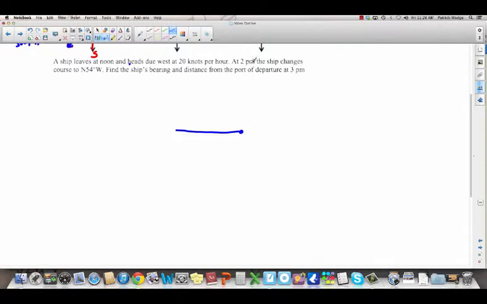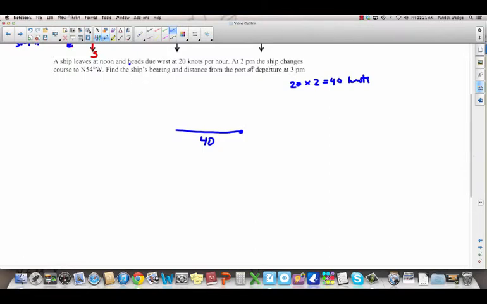At 2 p.m. it changes course. Okay, so it left at noon, it's going 20 knots per hour, and at 2 p.m. So how long did it travel? If it left at noon and now it's at 2, that's 2 hours, and every hour it went 20 knots. So the first thing you have to do is figure out that 20 times 2 is 40 knots. This boat has traveled 40 knots in this direction.